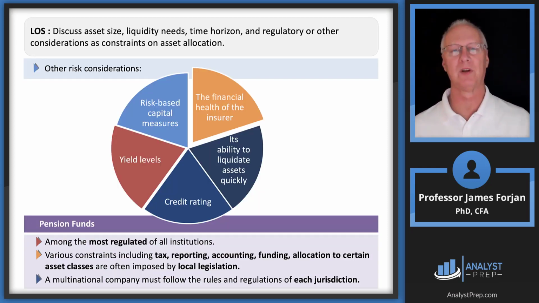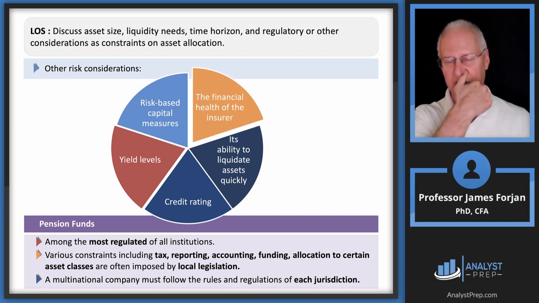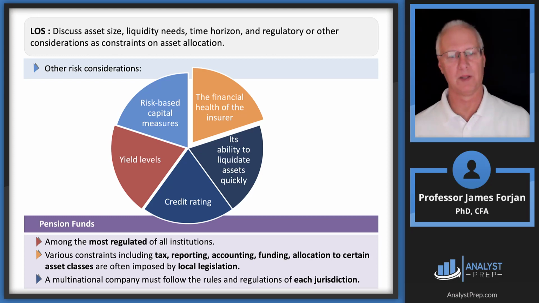Other risk considerations, risk-based capital measures. Of course, we want to make certain that when we decide on this allocation that we have specific metrics in mind that are reflective of their risk levels. And then, of course, yield levels and credit ratings. There's liquidation. We talk about that. Financial health of the insurance company.